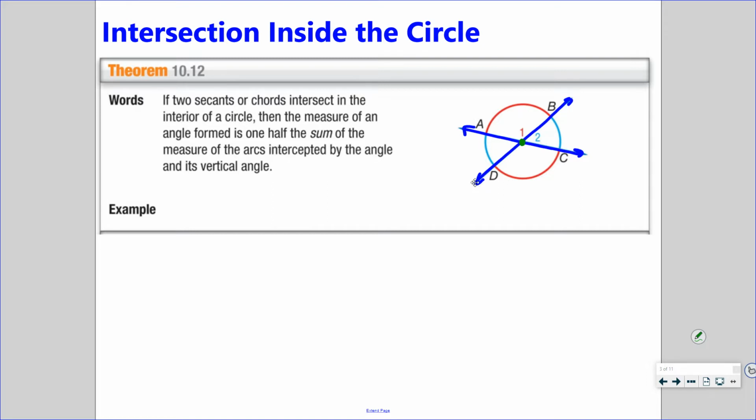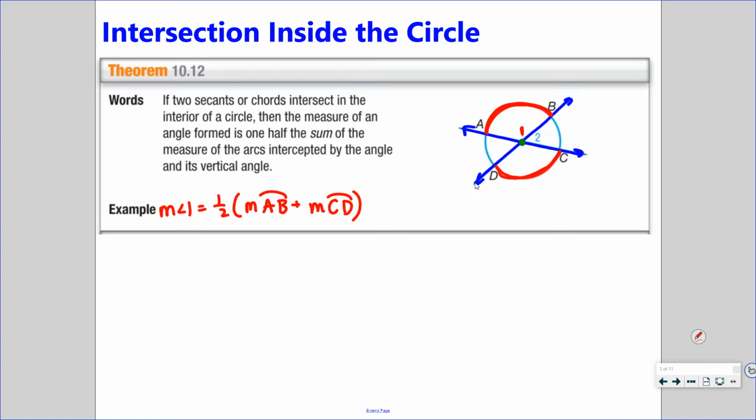All right, so this theorem says if that happens, then the measure of the angle formed is 1/2 the sum of the measure of the arcs intercepted by the angle and its vertical angle. That sounds pretty wordy, so let me sum that up for you. Let's look at angle 1 as an example. The arc intercepted by that angle would be arc AB, right? And then the one across from it, its vertical angle, would be arc DC. So this theorem says that the measure of angle 1 is going to be exactly 1/2 the sum of those arc measures: arc measure AB, and I always say the one across from it, arc measure CD.